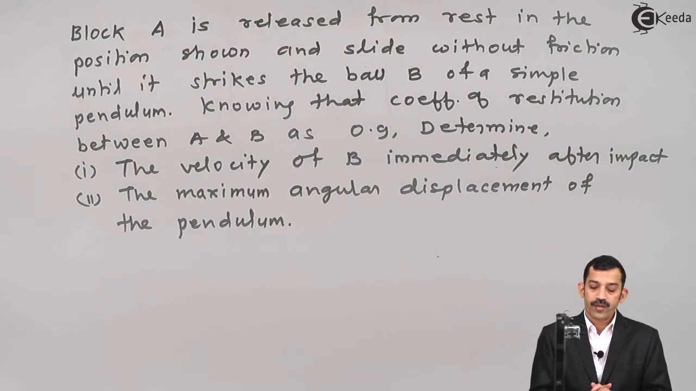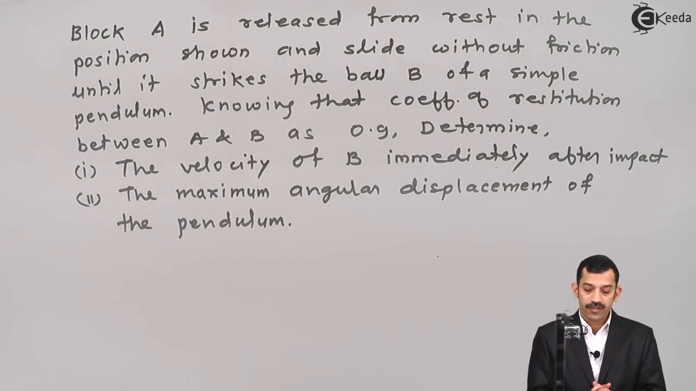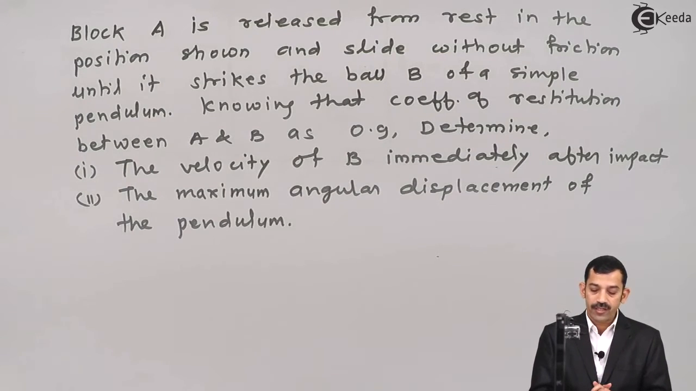Block A is released from rest, that means its initial velocity is 0, and it slides without friction and then strikes ball B of a simple pendulum. You have to find the velocity of ball B immediately after impact and the maximum angular displacement of the pendulum. So just see the figure given in the problem on the next page.